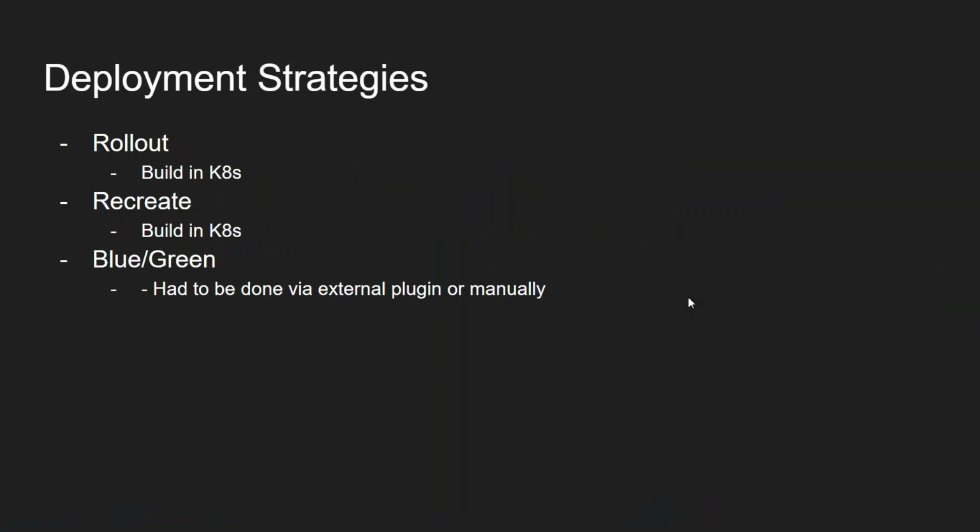Let's see. So, deployment strategies. In Kubernetes, there are 2 types of deployment strategies. One is rollout, one is recreate. These are built-in. And then there is blue-green, which is not built-in. We have to simulate it somehow, or install some additional external plugin which will do this for us.